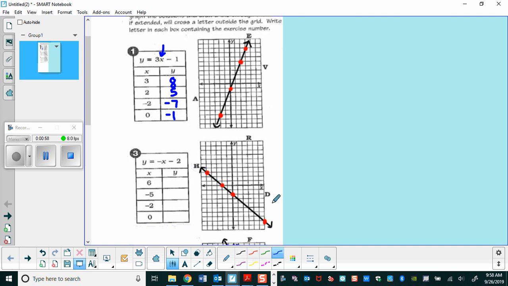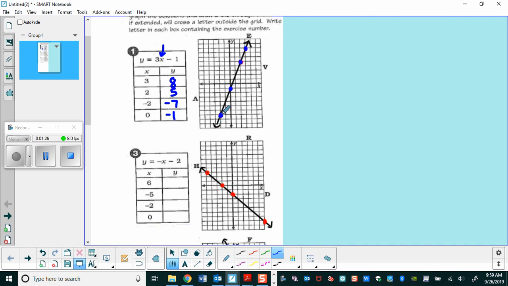So now over here, the points that you see, I'm going to move over 3 up 8 from the origin. So over 3 up 8, and that's your first point. Then you're going to move from the origin over 2 up 5. That's your next point. Then you're going to go back 2 down 7. That's our third point. And the last point, starting at the origin, we're simply going to move down 1.